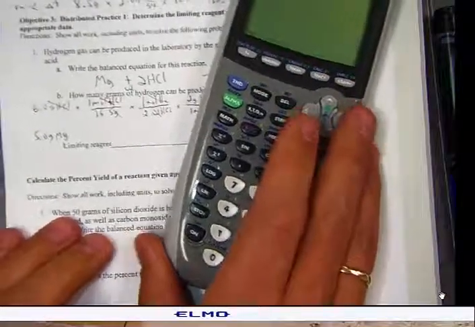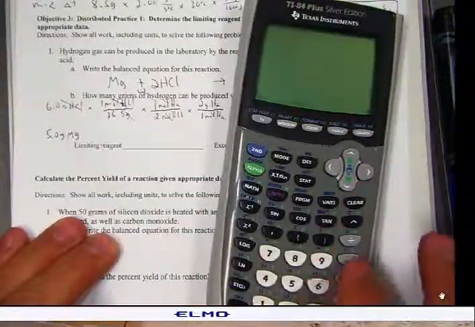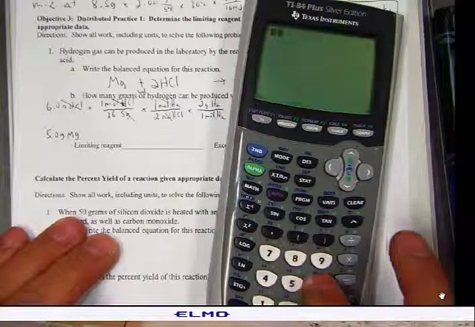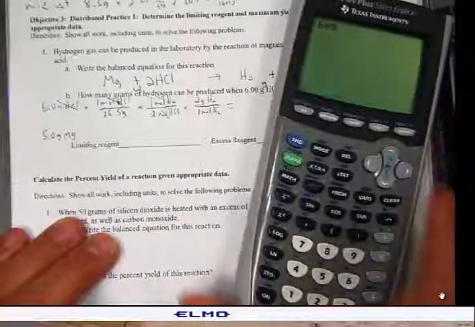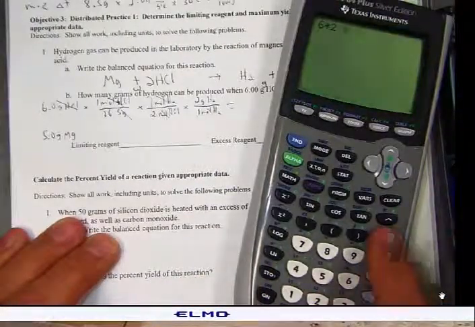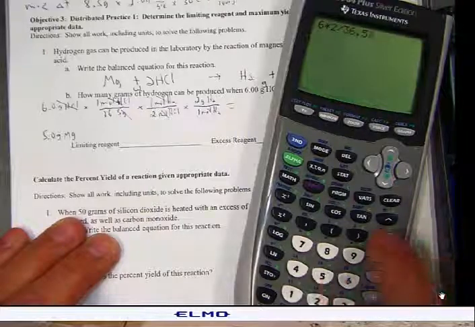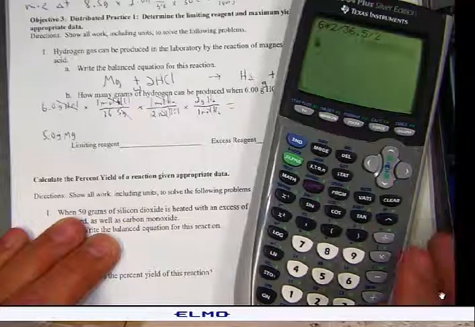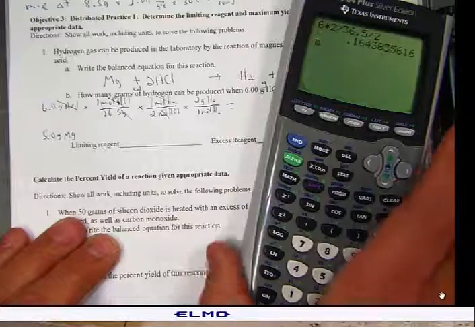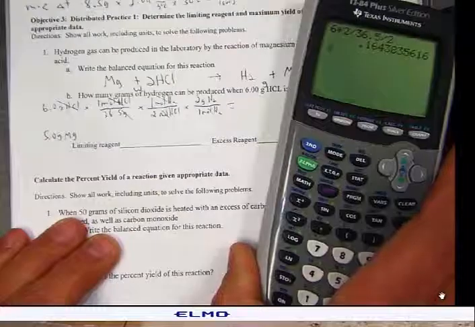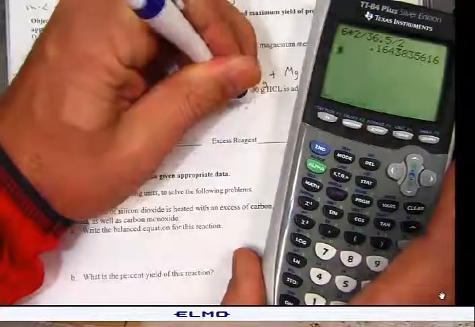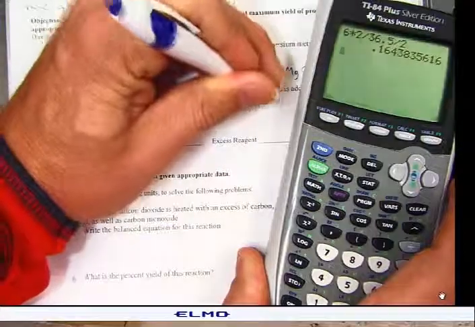Putting these numbers into my calculator. 6 times 2 because it's on top, divided by 36.5, divided by 2 because it's on the bottom, 0.16 grams, 0.16 grams of H2.